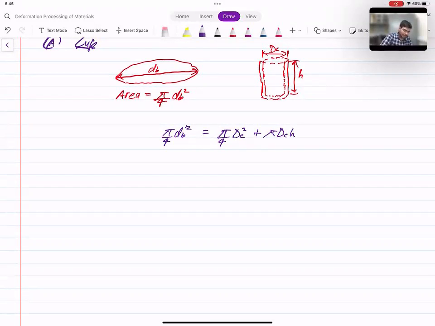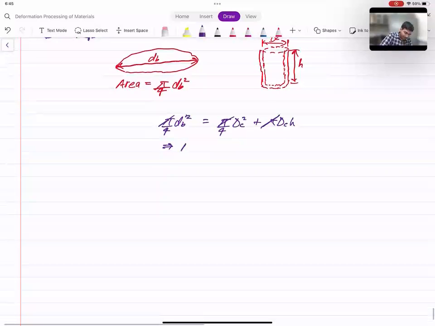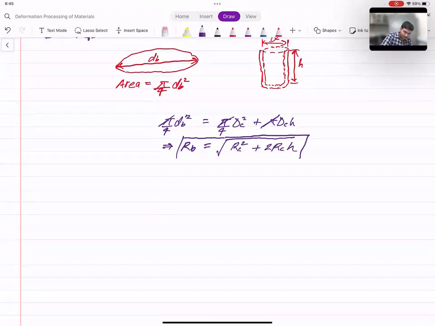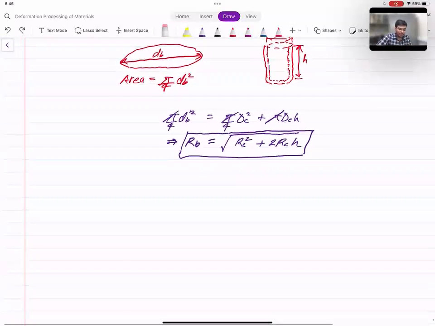Okay, so pi gets cancelled from all of them, and if we write the blank diameter in terms of the blank radius, then it becomes 4 rb square, and the 4 gets cancelled. Here also, if we replace the diameter by radius, again it will get cancelled out. So the radius of the blank is nothing but the square root of radius of cup square plus 2 times radius of cup into h. I have replaced the diameters with respective radii. So this is the relation between the radius of blank, the radius of cup and the height of cup.